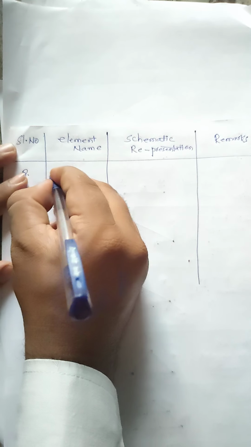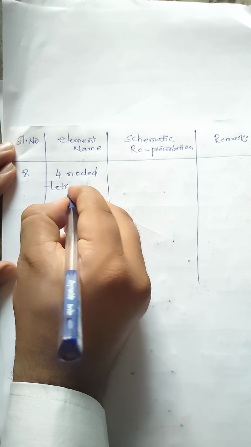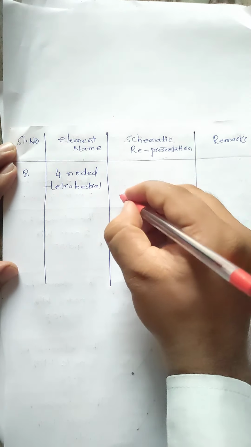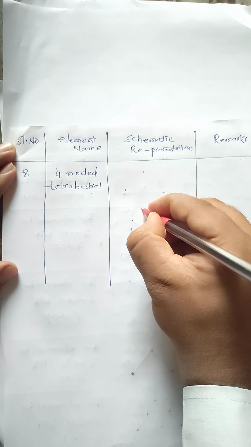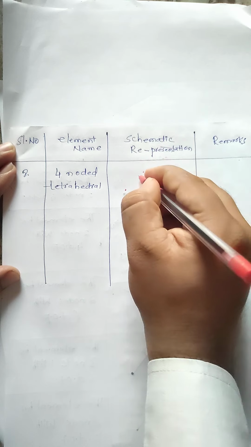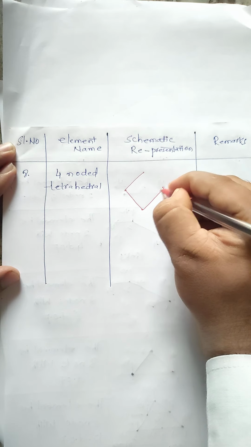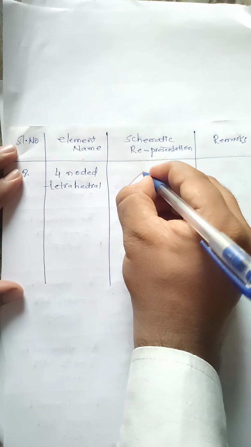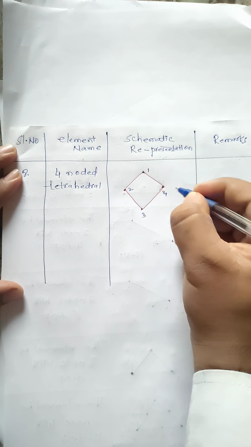So, 4 noded tetrahedral element. Let us see over here. This is the first node, second node, third node, and this is the fourth node. We have to join here first node, second node, third node, fourth node. So we can represent here, this is the first node, second node, third node, fourth node.